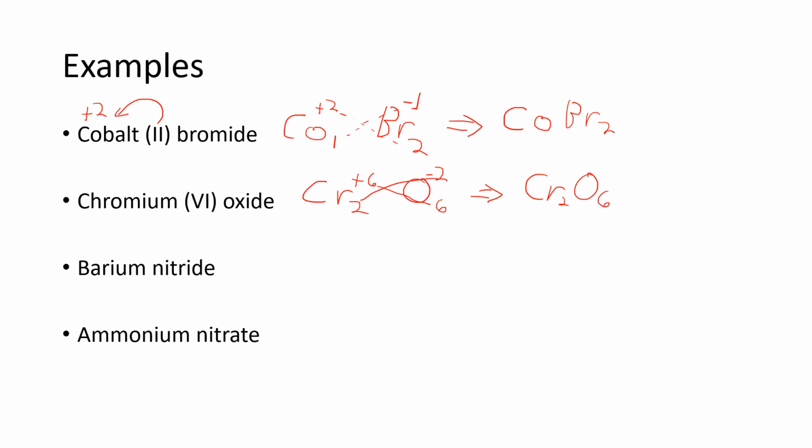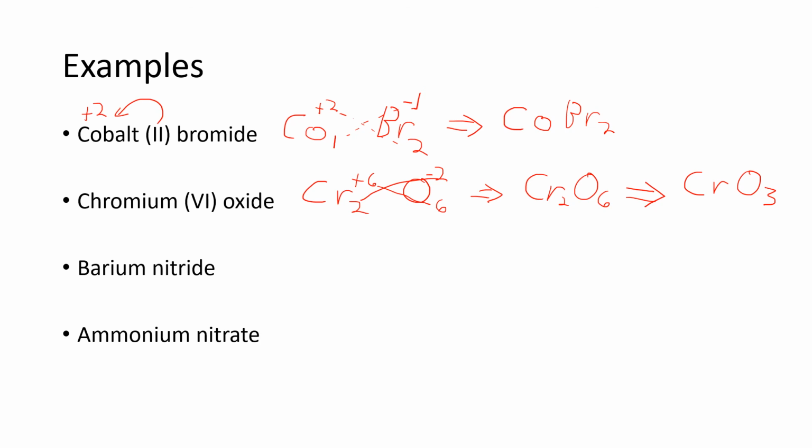Cr2O6. Now this is one of those rare times where we end up with subscripts that can be further reduced to give us an empirical formula. So let's go ahead and divide both subscripts by 2. That'll give us CrO3. That is the formula for chromium 6 oxide.